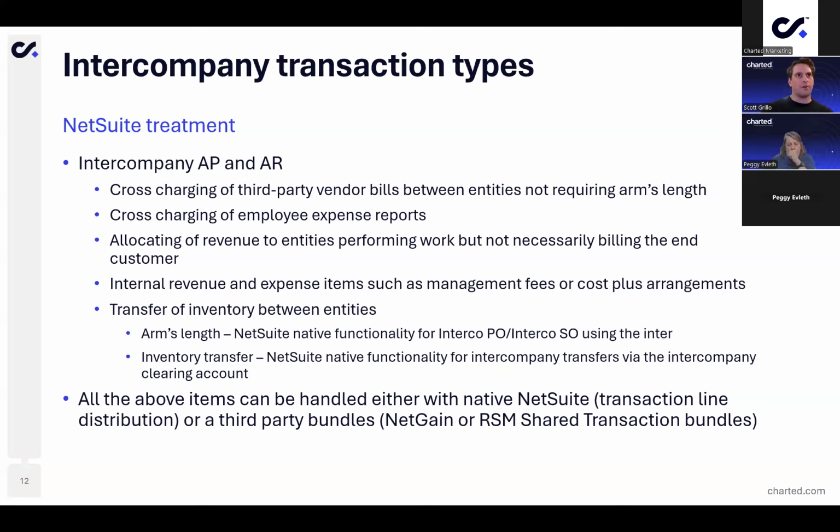We've got another question here, Peggy. Can I have an invoice from company A for inventory items to company B as an expense and not inventory transfer? I think we talked about that one before.